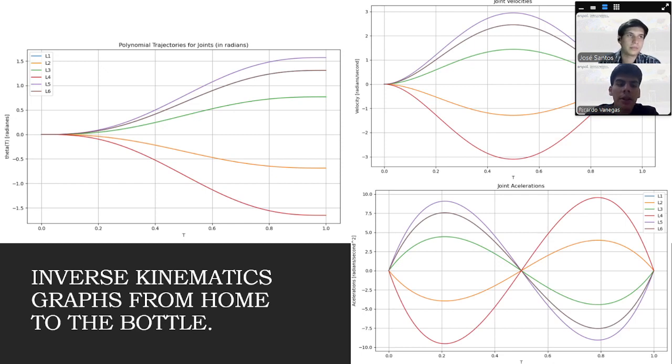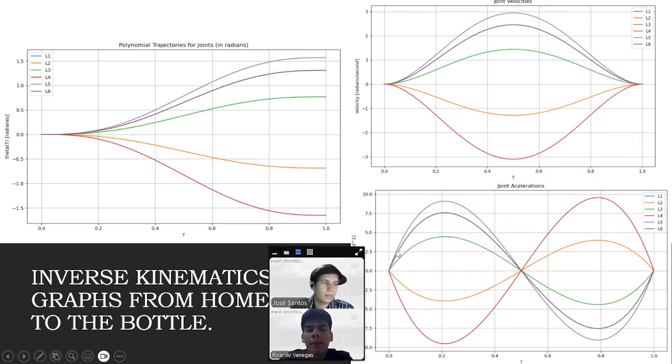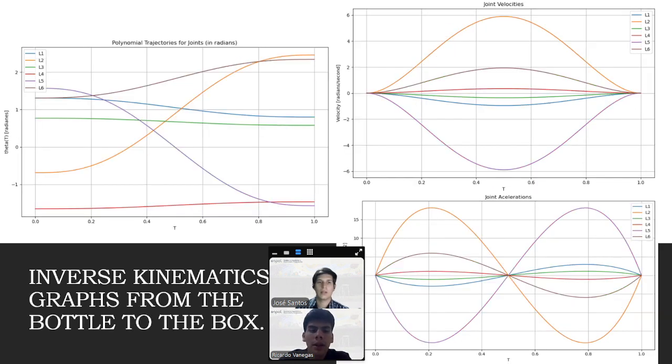So here is the graph we use in the inverse kinematics, using the Robotics Toolbox library that uses the mathematical Newton-Raphson method. All the joints start at zero and start to move. In the velocity, we see that all the velocities start at zero and end at zero, and the same with acceleration, starting at zero and ending at zero.